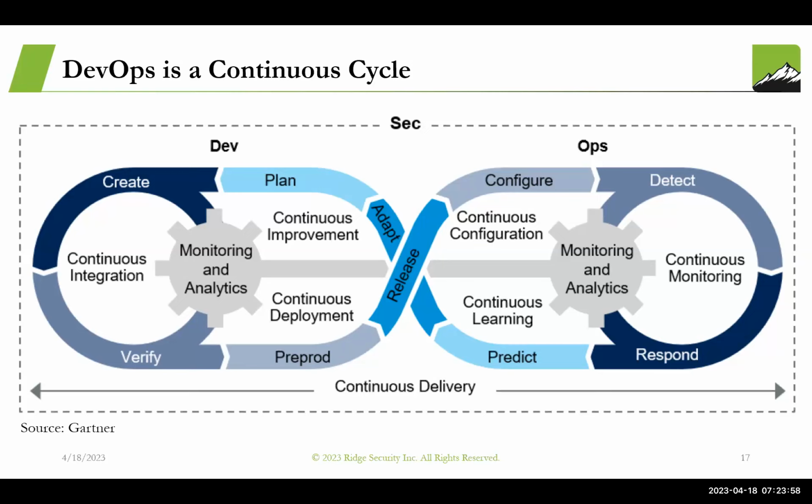And now we shift focus to the right side, the Ops side. You see again, there is a loop. This is a detect respond loop. And again, it has a similar comment, monitoring and analytics. So this refers to the ongoing monitoring of the app when it's being used by customers.